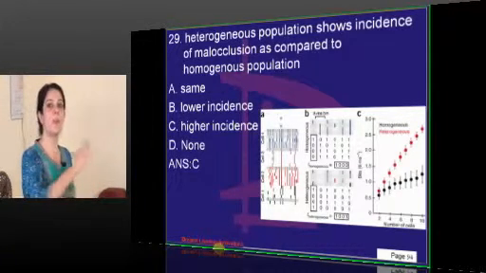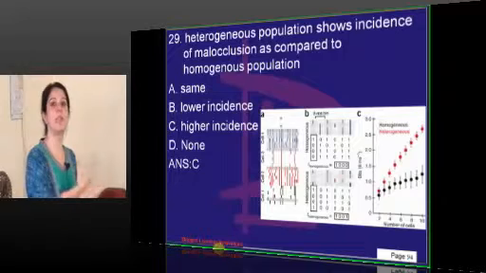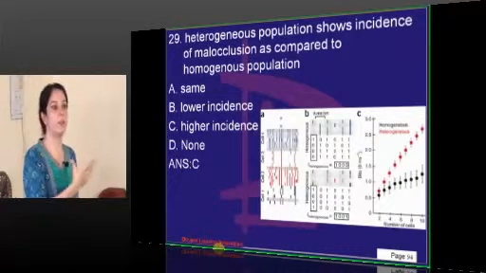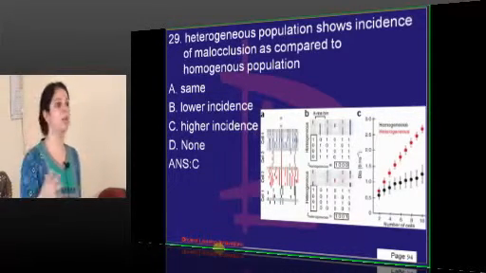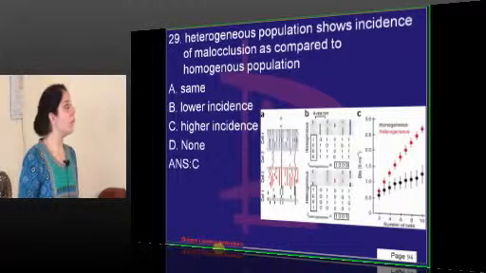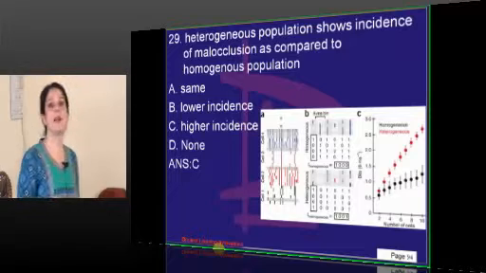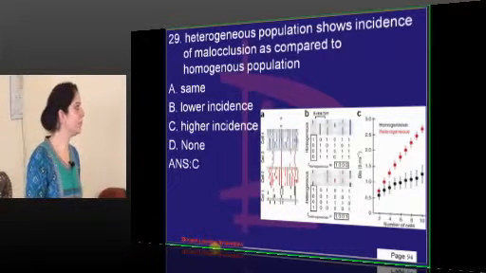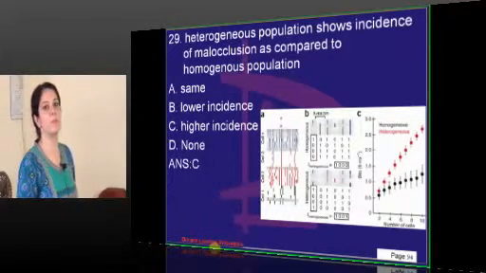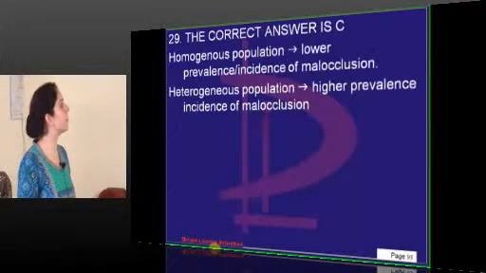If you take a heterogeneous population, you will see a mixture of genetic codes and genetic pools happening all over from different areas. So you might actually come up with a completely different pattern of malocclusion in the offspring. So you will actually see a high incidence of malocclusion occurring in heterogeneous populations.